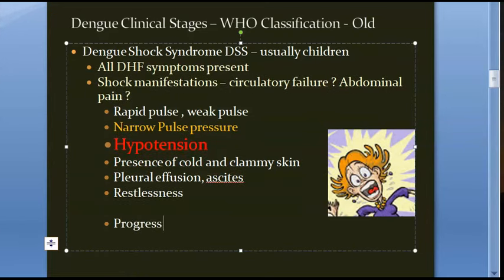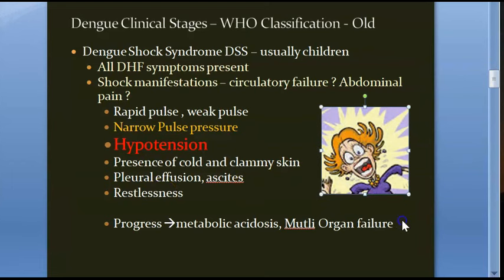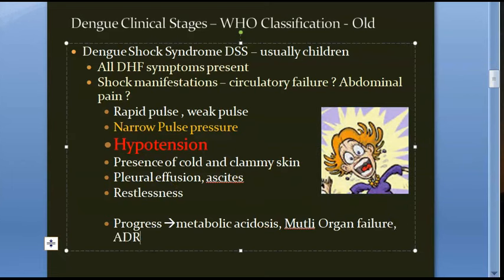This can progress to something more dangerous like metabolic acidosis and multi-organ failure. And there can be acute respiratory distress syndrome, ARDS. There can be hemorrhage, as we already told you. There can be minor petechiae, ecchymosis, epistaxis, that is from the nosebleed. There can be major bleeds like the GI bleed, the vaginal bleed, etc. These are actually features of dengue hemorrhagic fever. All these can occur. Since the bleeding is still continuing, cerebrovascular bleeding also can occur, and that may complicate. That can be a severe complication of severe dengue.